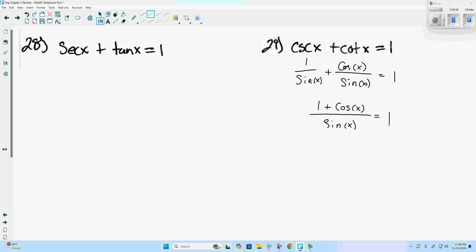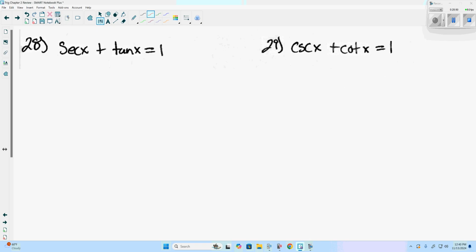Because it's going to depend on sine of x and cosine of x. Actually, we can, yeah, that'd work too. At this point, we can multiply by sine of x, but then we have to square it to get there. The other option is to move cosecant or cotangent to one side. Doesn't matter which. I'll let you all pick.